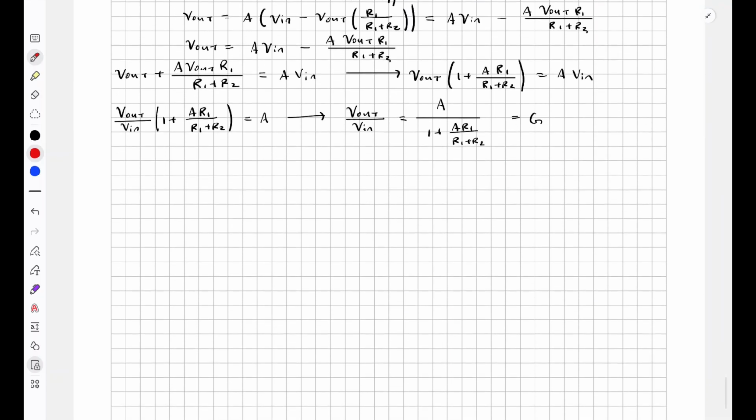Okay, so first of all, let's divide both the numerator and denominator by A. So what we see now is G, the closed loop gain, is equal to, dividing both the numerator and denominator by A, 1 over A plus R1 divided by R1 plus R2.